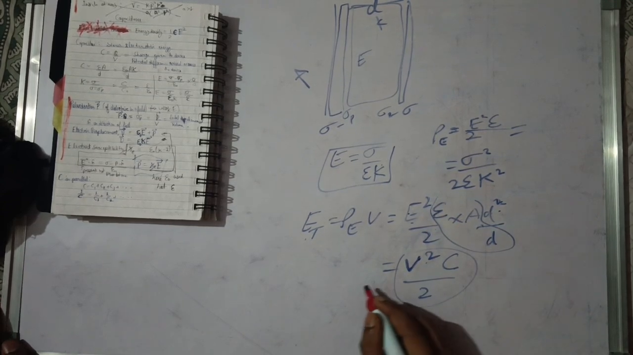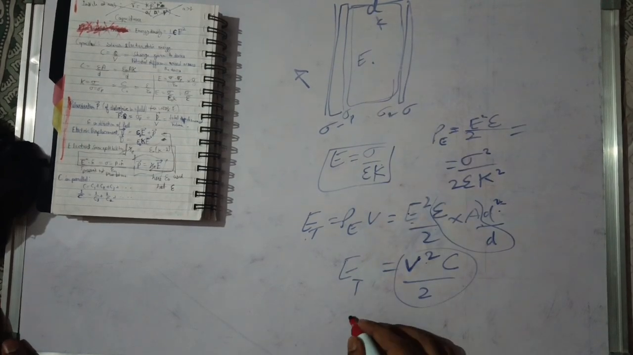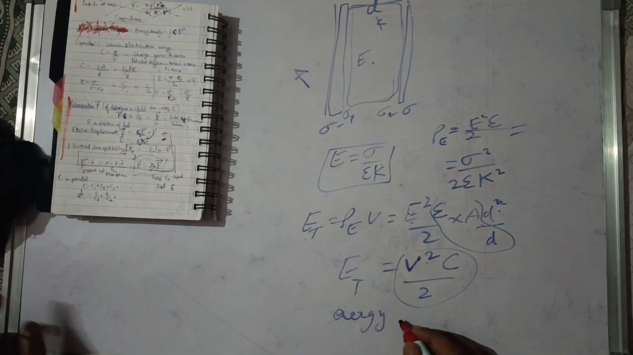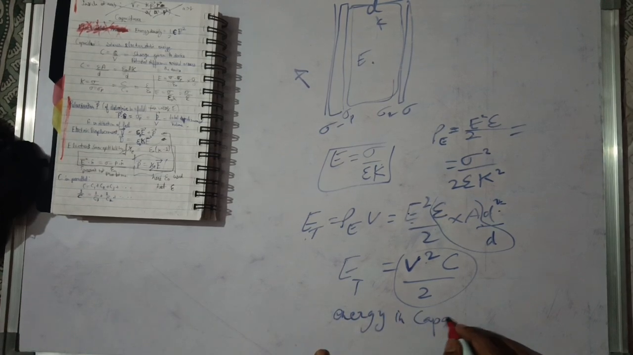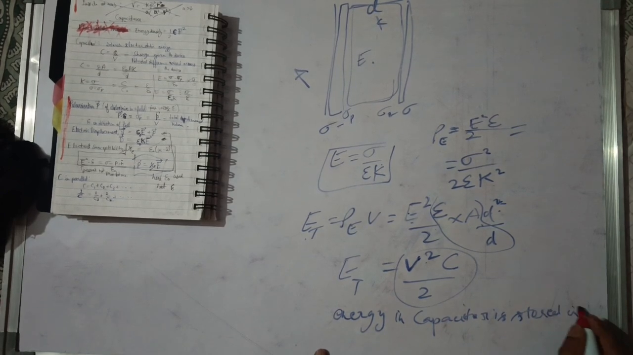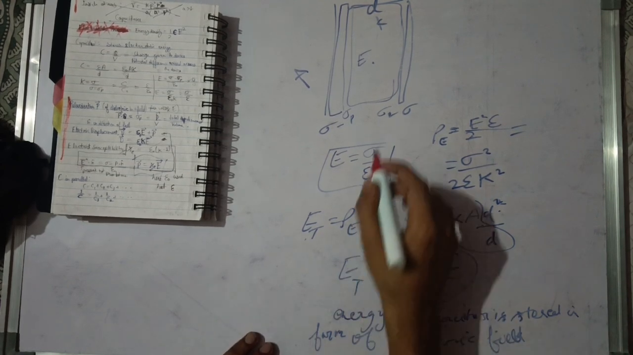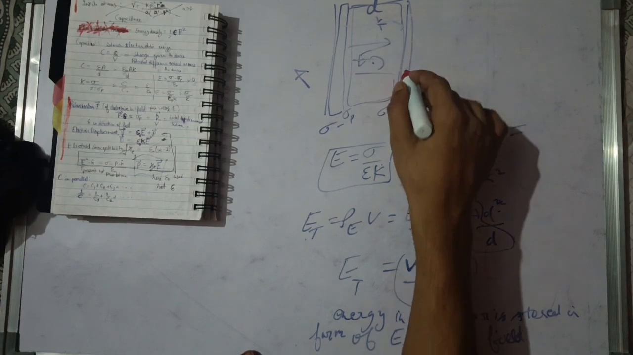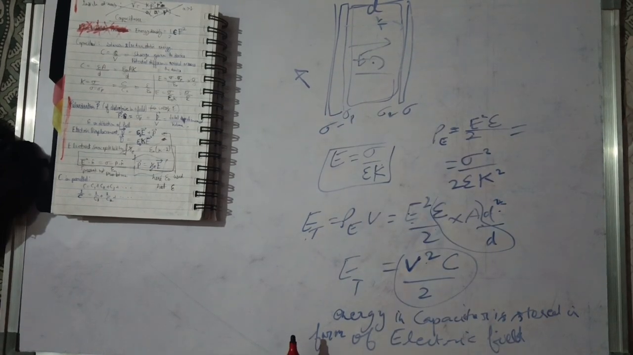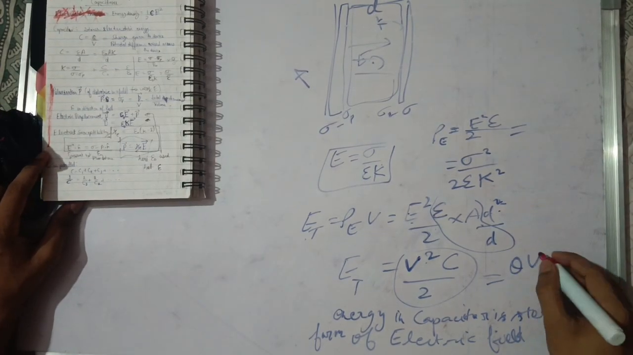So this formula gives the total energy stored inside this capacitor, and this energy is stored in the form of electric field, which is between the plates. The electric field between the plates is what stores the energy in the capacitor, and this can also be written as QV by 2.